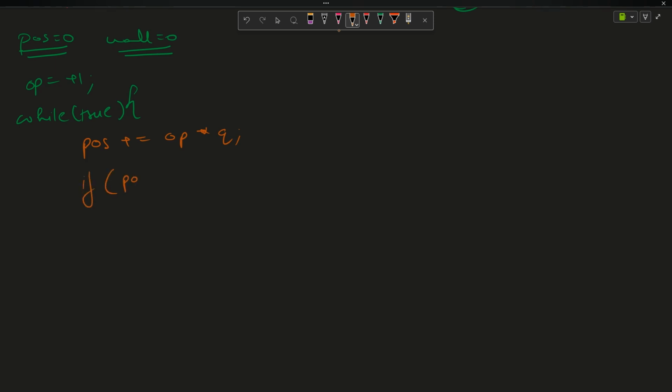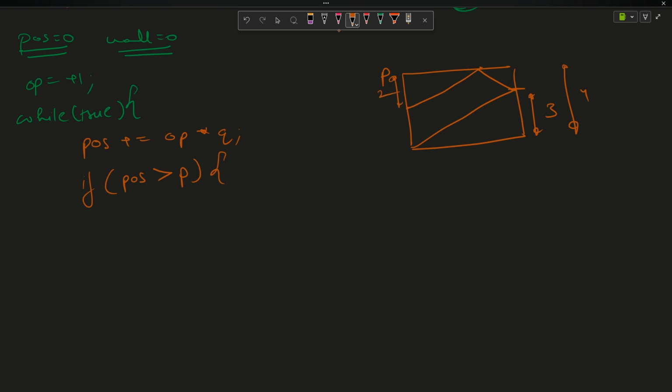Now, if my position is greater than p, that means I have gone out of bounds in the upper side. What was happening is this is my position p, right? Suppose I hit here, it was 3 here, and this was the whole length of 4. If I go beyond, I have to come back at a distance of 2. We already discussed it above. I'm changing my operation, it is getting towards downward. So if position is greater than p, my operation will now become -1.